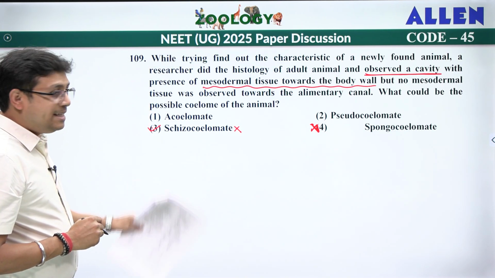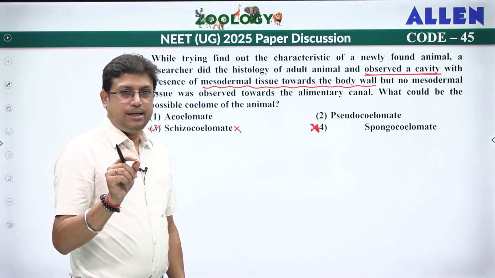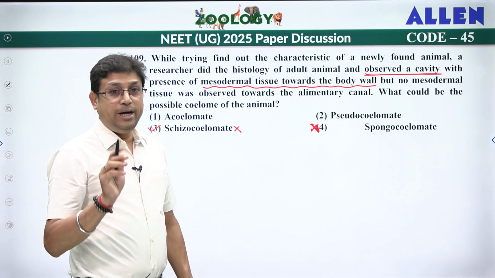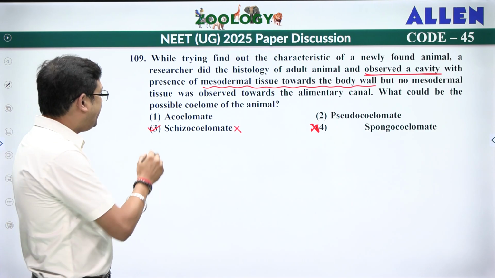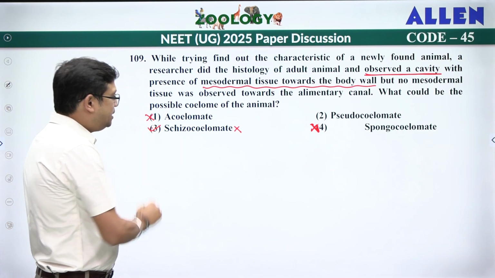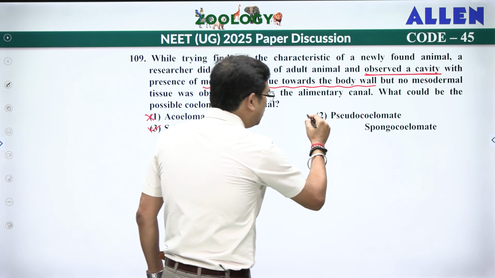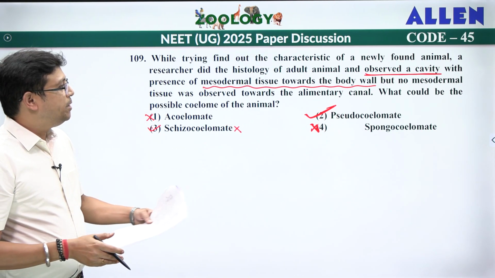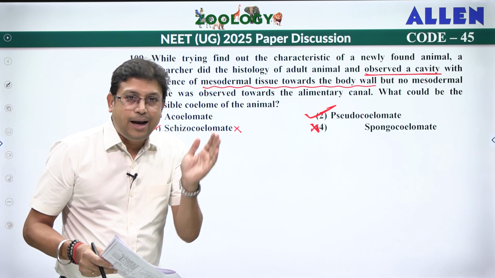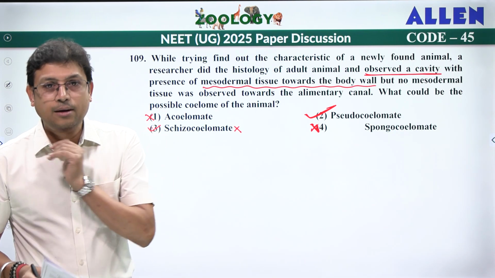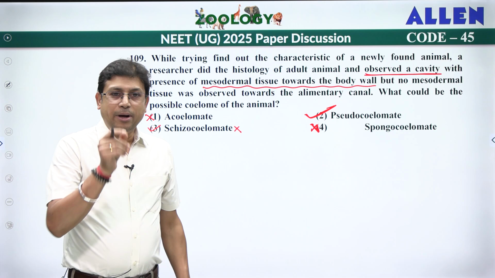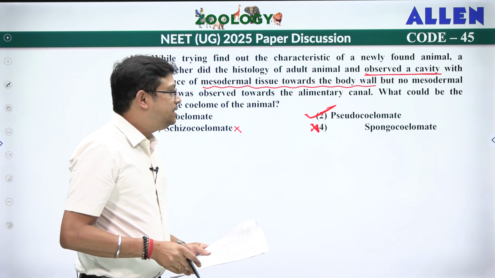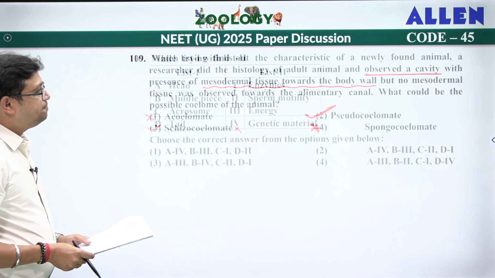And what is the acoelomate condition? NCERT clearly says that if there is no cavity, then it is acoelomate. In the acoelomate condition, there is no body cavity. So we can eliminate this one also. So the answer here is pseudocoelomate. Actually, in the pseudocoelomate condition, the mesoderm is present, but it lines only towards the body wall, not towards the gut. And later on, that mesoderm splits into pouches. So the answer is pseudocoelomate. Next.